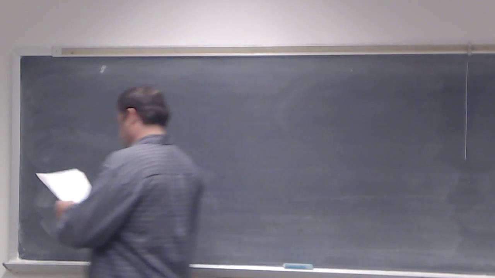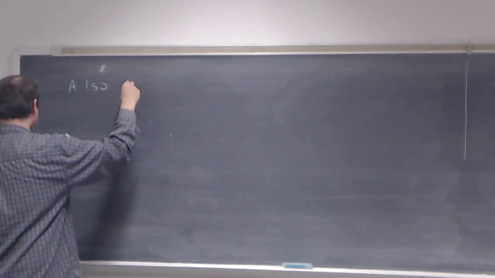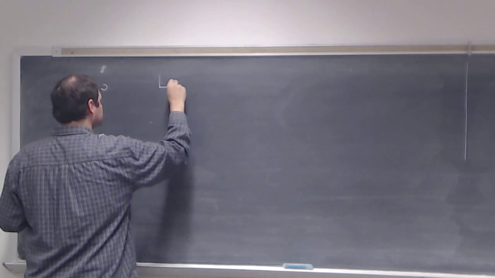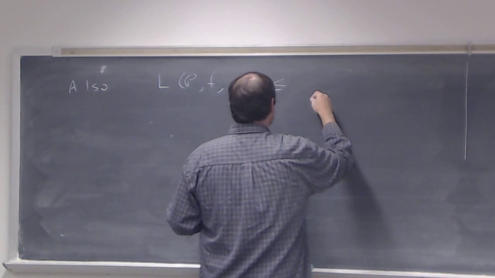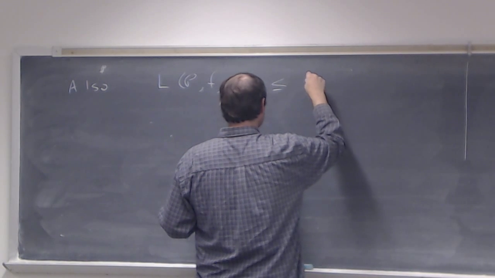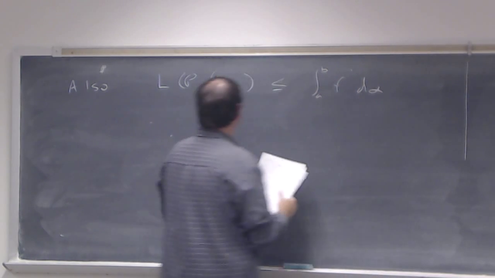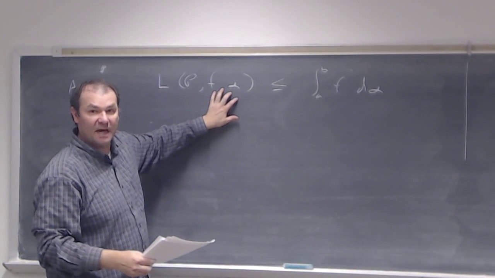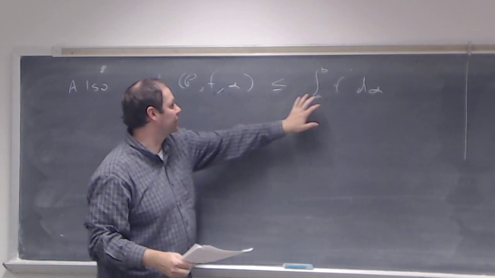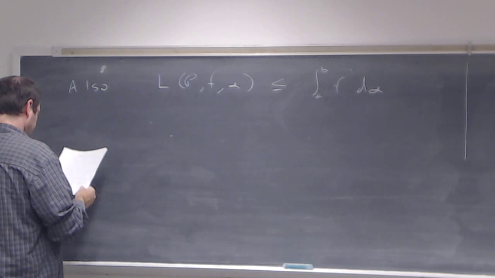All right, so we've got to get a different inequality here. Very easily to get. Also, the lower sum with any partition of f and α is going to be less than or equal to the integral from A to B of f dα, like that. It's because, remember, this is defined to be the supremum of all these types of numbers. And so that's going to be bigger than or equal to any one of them.